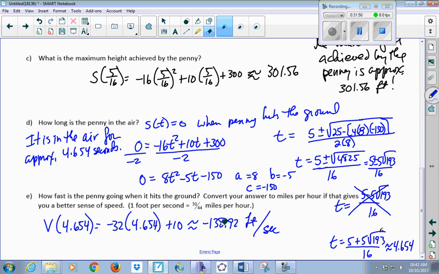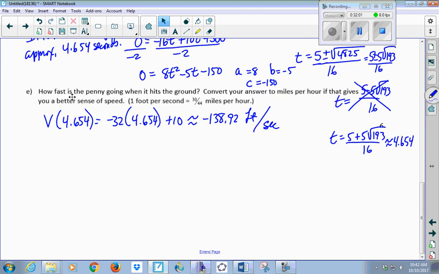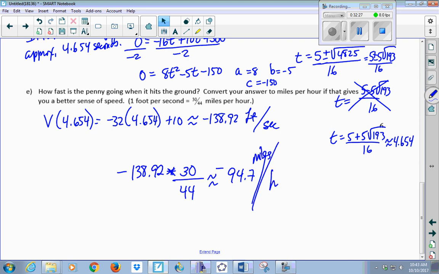Speed makes no reference to direction, whereas velocity does have reference to direction. All right, so I haven't converted that to miles per hour. To do that, you take the negative 138.92 feet per second and multiply it by 30 over 44, and you get approximately negative 94.7 miles per hour.